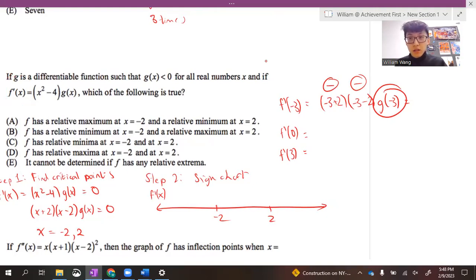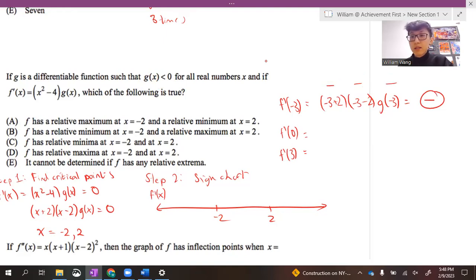Well, read the problem carefully. So think about that for a moment. And if you read the problem carefully, you'll notice g of x is less than 0. That means g of x is negative. So g of negative 3, it doesn't matter what the x value is. It is always negative. G of x is always negative. So I'm going to say this is negative. Now, 3 negatives multiplied together, that is going to be a negative.